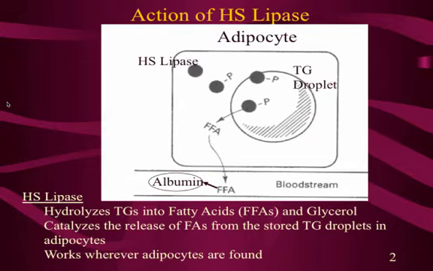Hormone-sensitive lipase works wherever adipocytes are found. Most common tissue is adipose tissue. Hormone-sensitive lipase, though, is also in muscle and a few other tissues. You actually have triglycerides in muscle fibers a little bit. And that can be a source of energy for those under certain conditions.